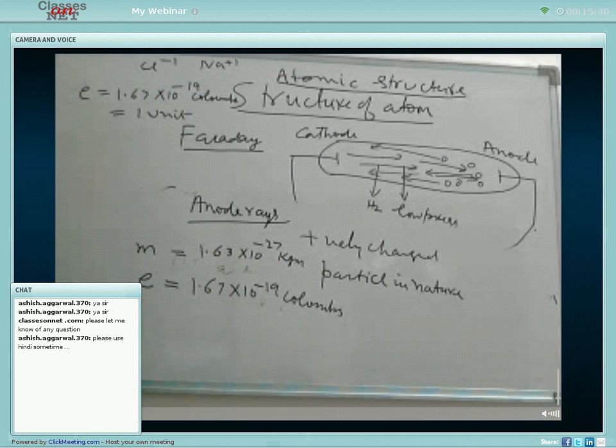So these are called anode rays. If we take any other gas other than hydrogen, the value of the mass will change and the value of the charge will also change.